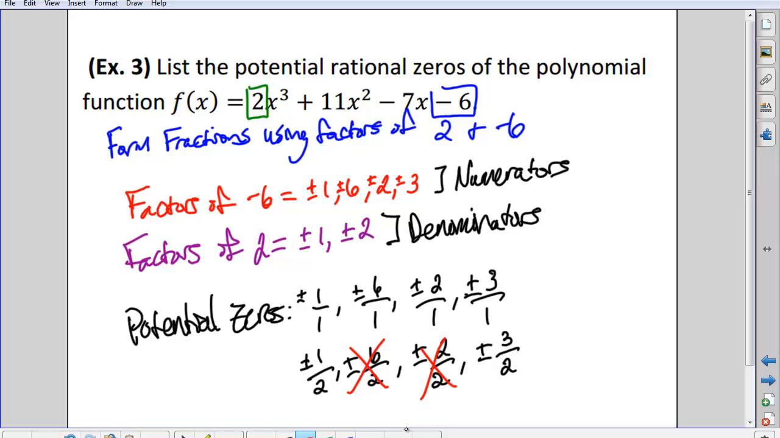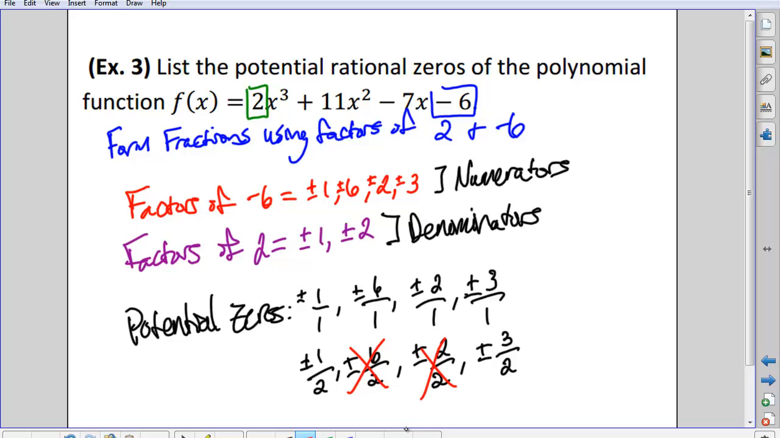Actually 12, because positive or negative 1, 6, 2, and 3 are all potential zeros, and positive and negative 1/2 and positive and negative 3/2. Those are all potential zeros. Now that's a lot of zeros. That's a dozen. That's 12 potential zeros. But when you consider that we narrowed that list down from infinity to 12.